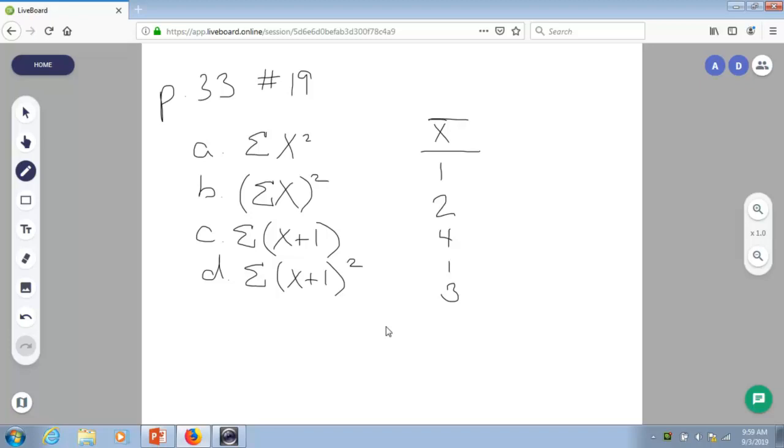Recall from earlier lectures and discussions that X means raw score and that sigma means sum or add everything up. So understanding the definition of those 2 different symbols is going to be extremely important in completing these 4 subproblems that are listed in problem number 19.